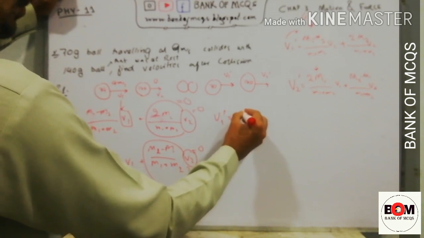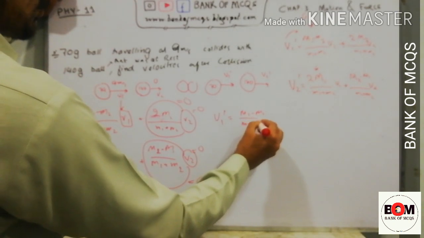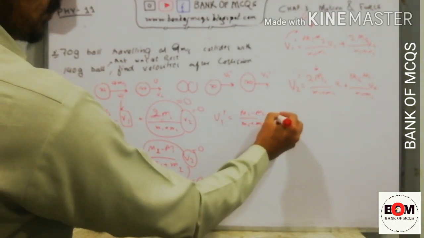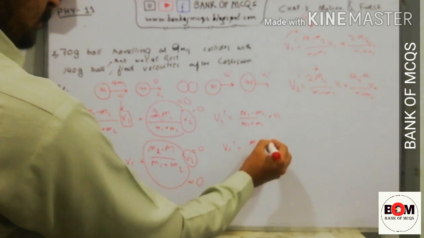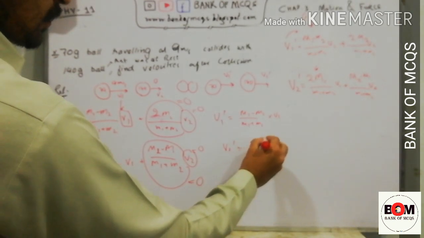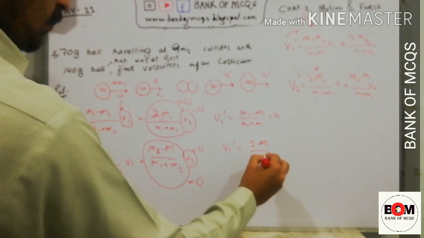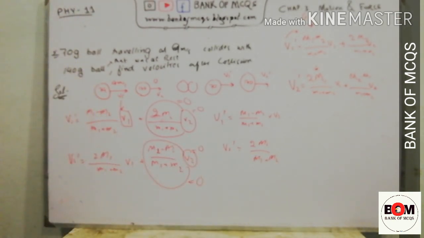So V1 dash is equal to M1 minus M2 divided by M1 plus M2 into V1, and V2 dash is equal to 2 times M1 divided by M1 plus M2 into V1. The further solving of the MCQs is just a piece of cake.